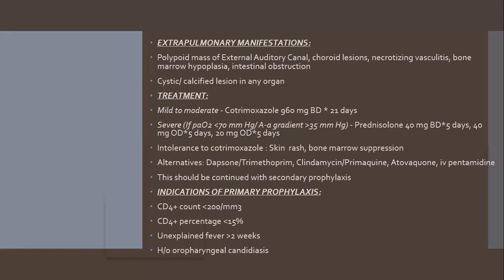Cotrimoxazole has few side effects, like it can cause skin rashes, as I mentioned earlier. It can also cause bone marrow suppression. So any patient having allergy to cotrimoxazole, the alternative will be dapsone. Just remember this thing. So cotrimoxazole 960 milligram BD for 21 days is the treatment. Allergy to cotrimoxazole, you give dapsone. It should be followed by secondary prophylaxis. Secondary prophylaxis will be lifelong.